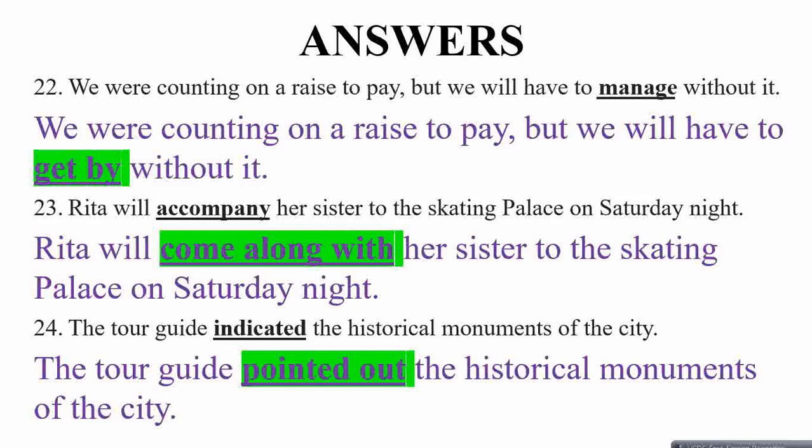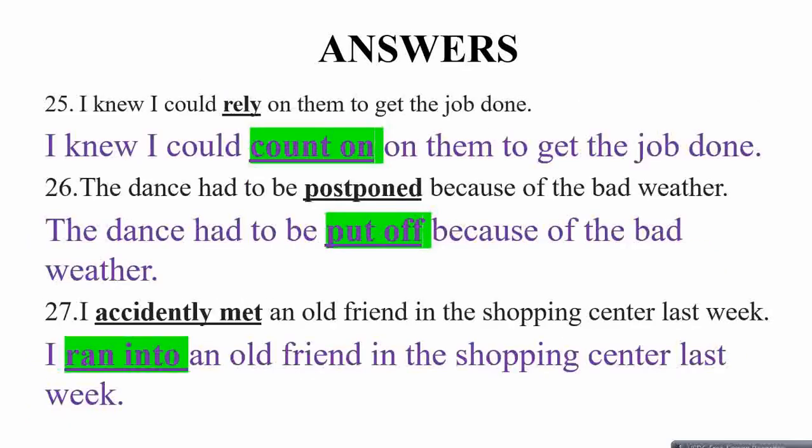Question 24. The tour guide indicated the historical monuments of the city. Answer. The tour guide pointed out the historical monuments of the city. Question 25. I knew I could rely on them to get the job done. The answer is I knew I could count on them to get the job done.